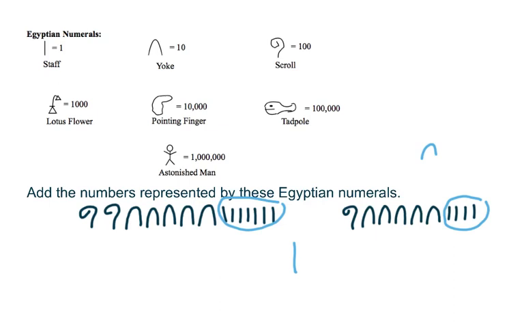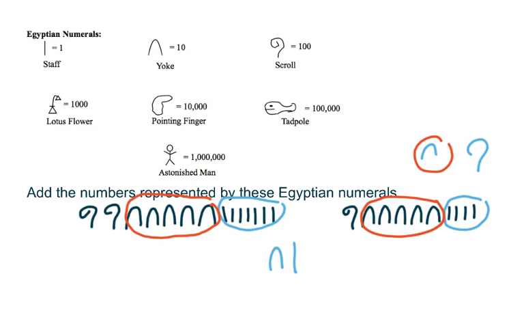Now let's look at adding up the yolks. If we count these, here's 1, 2, 3, 4, 5 yolks. And over here, 1, 2, 3, 4, 5 more yolks. But remember, we created a yoke when we added the staffs, so that's a total of 11 yolks. Well, I can leave 1, but 10 yolks would combine to make a scroll. So I would have an extra scroll. The 10 tens would make 100, and so that would be a scroll.